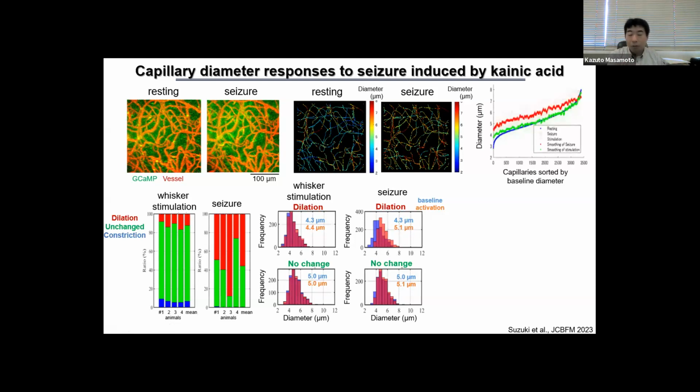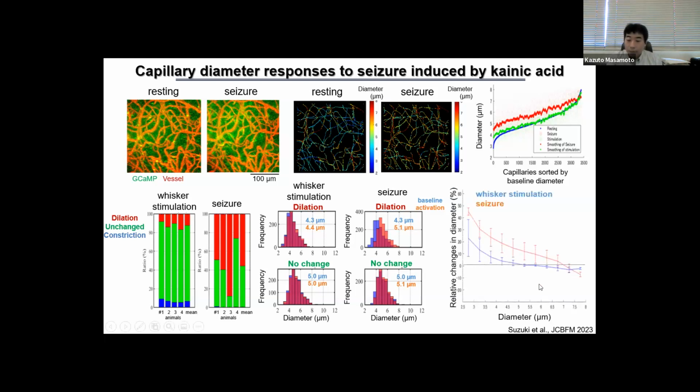So then we sorted them based on the capillary diameters. The blue color shows the resting capillary diameters, green is the sensory stimulation, and the red color is during the seizure activity. So you see here the smaller capillaries dilate more, and the larger capillaries have almost the same diameter during the sensory stimulation and also in the seizure. If we calculate how much change in each category of capillary at rest diameter, you see here small capillaries dilate due to the sensory stimulation, more in the smaller ones, and it's also the same in the seizure. This is consistent.